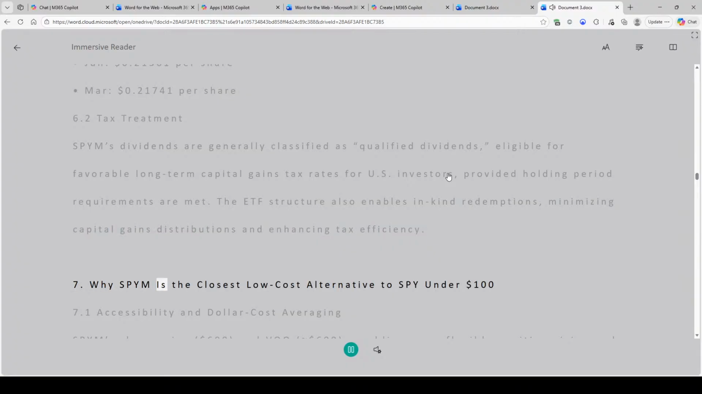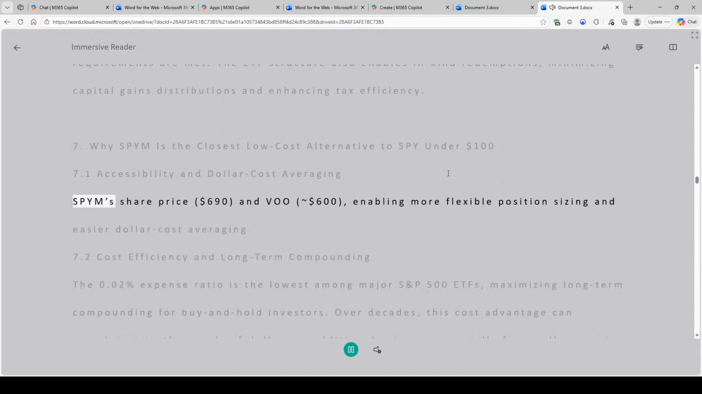7. Why SPYM is the closest low-cost alternative to SPY under $100. 7.1 Accessibility and dollar cost averaging. SPYM's share price, $690, and VOO, $600, enabling more flexible position sizing and easier dollar cost averaging.